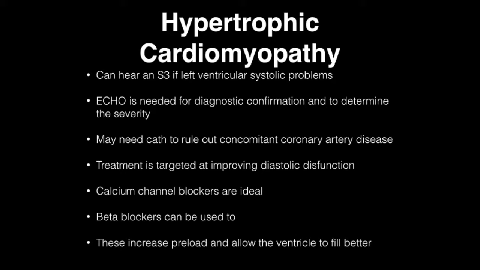Treatment is also targeting diastolic dysfunction. So beta blockers are good to treat. I misspoke. Calcium channel blockers are ideal. Calcium channel blockers in general, anytime there's any diastolic dysfunction, they improve things. They dilate the arterial side, and because of their smooth muscle activity, relaxing the smooth muscles helps improve diastolic dysfunction. Beta blockers can be used also to help increase preload and allow the ventricle to fill better.